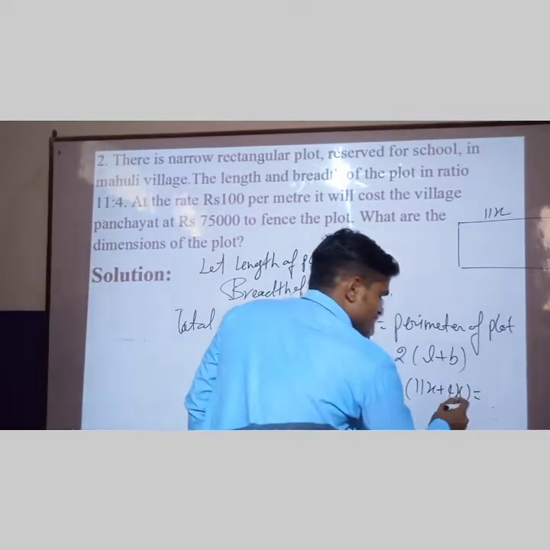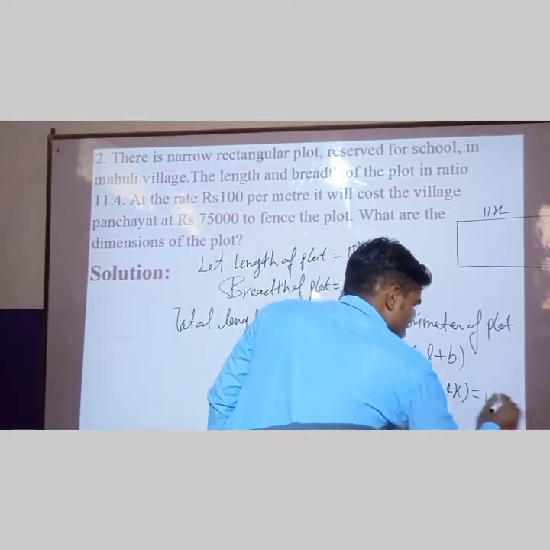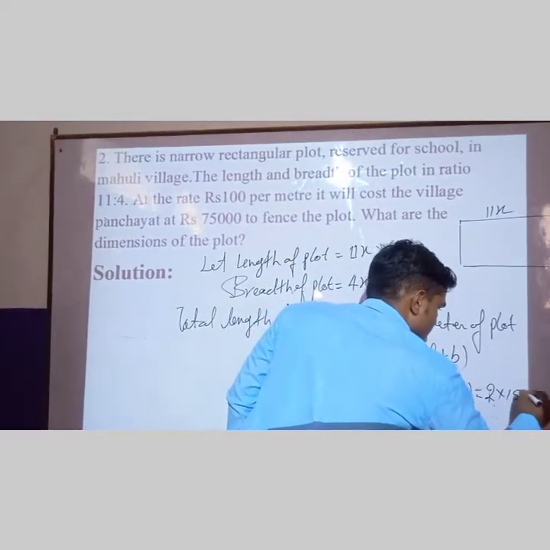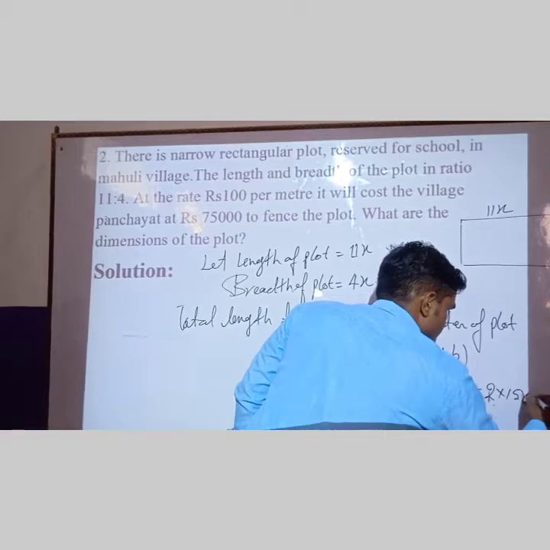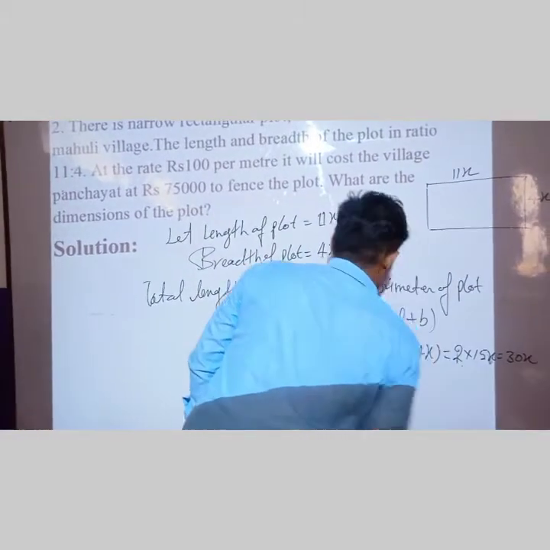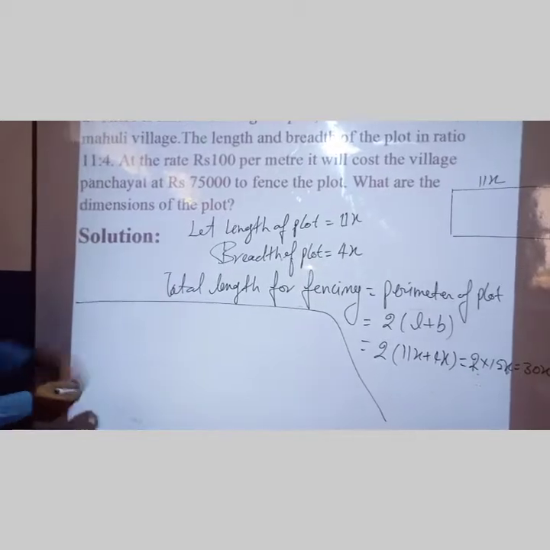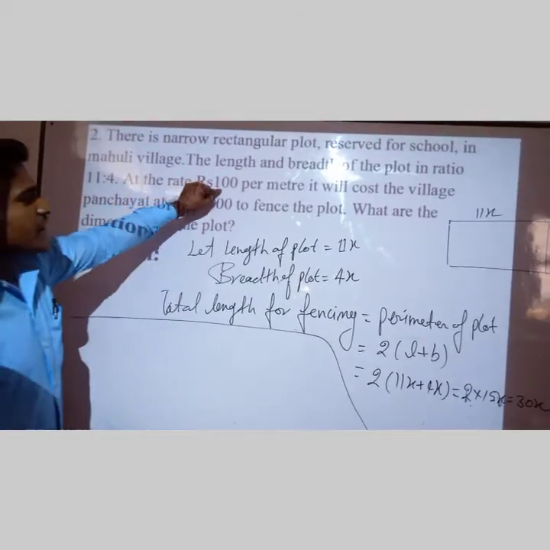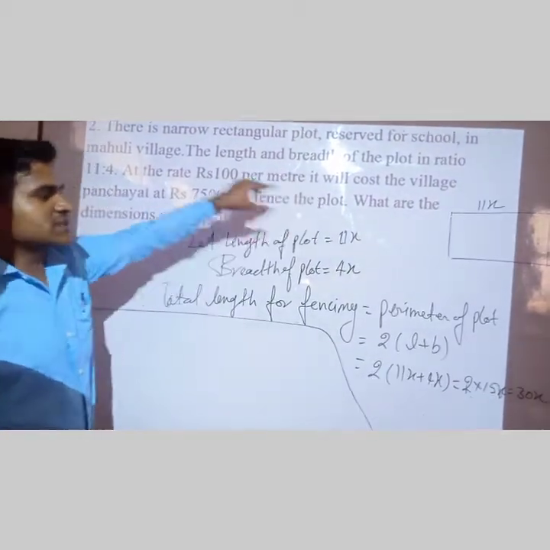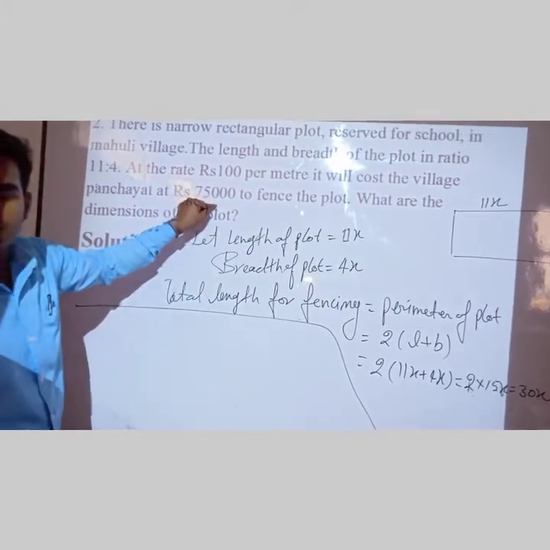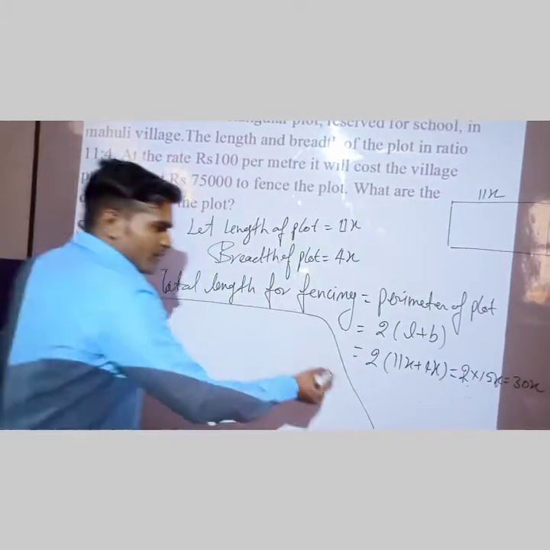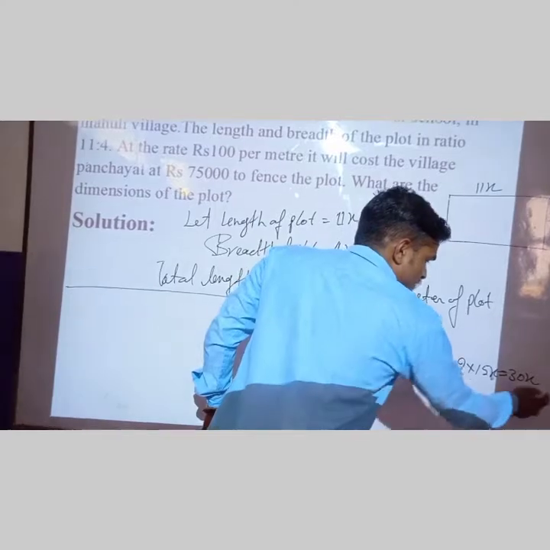We get 11 plus 4, 15. So students, 2 into 15x is equal to 30x. But according to the question, it is given that at the rate of Rs 100 per meter it will cost the village panchayat Rs 75,000. So what do we get as the total length for fencing?